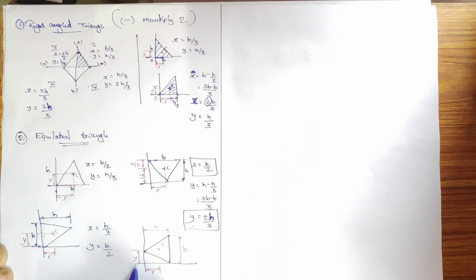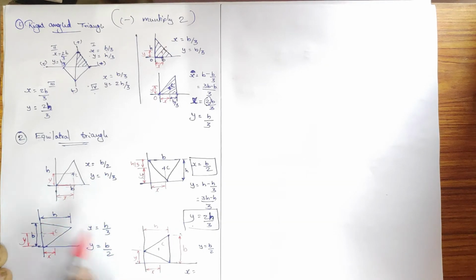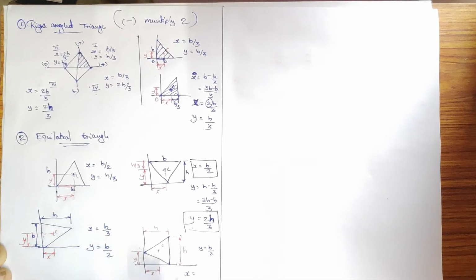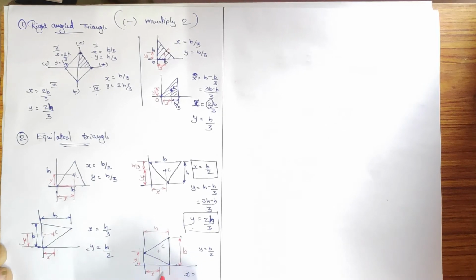I can say the y distance is b divided by 2. Am I right? The entire length is b, so y here is b divided by 2. What about x? X, that we need to find. Basically here, for the x, from the base it is h divided by 3. This is the base, so this is the distance, h divided by 3.